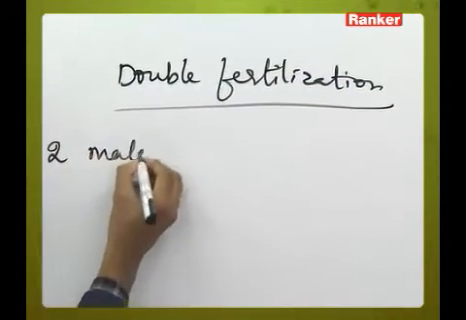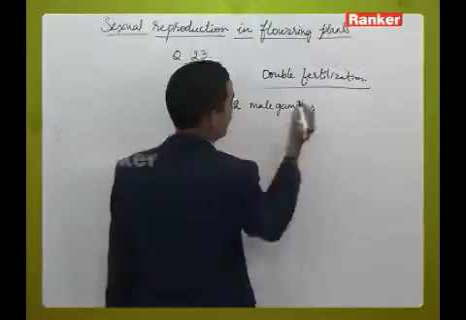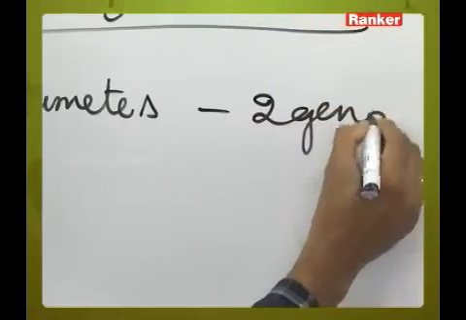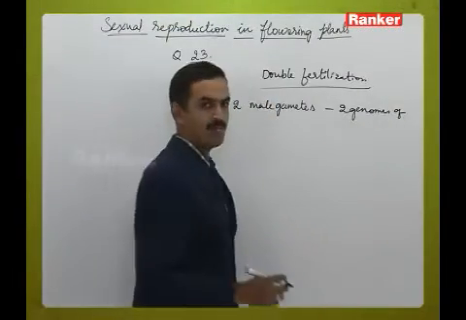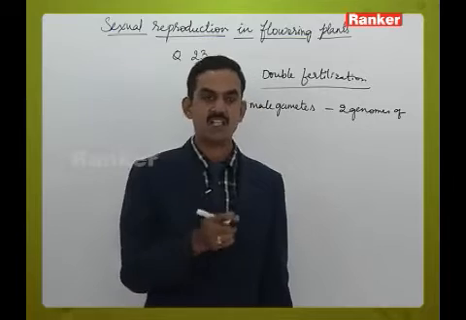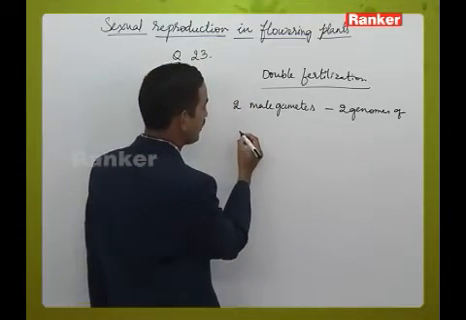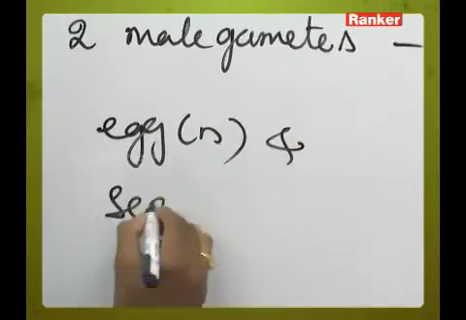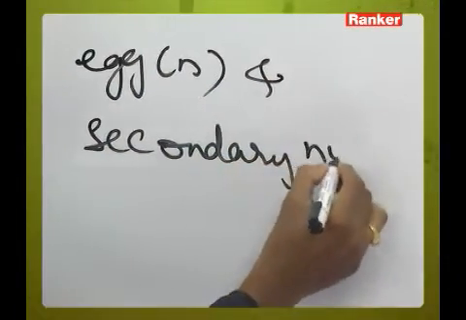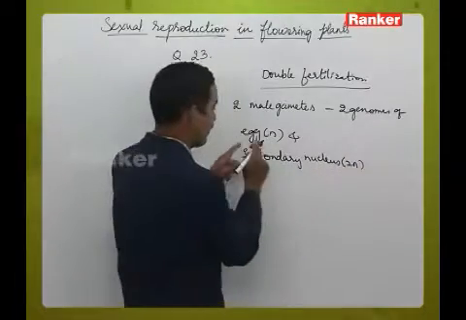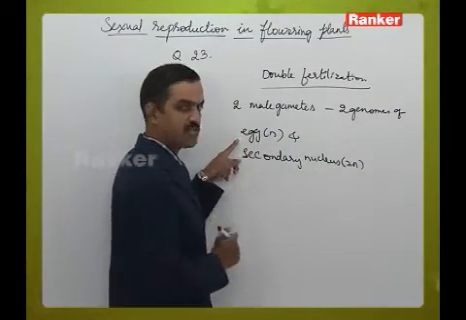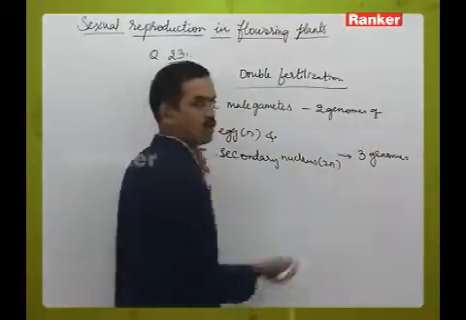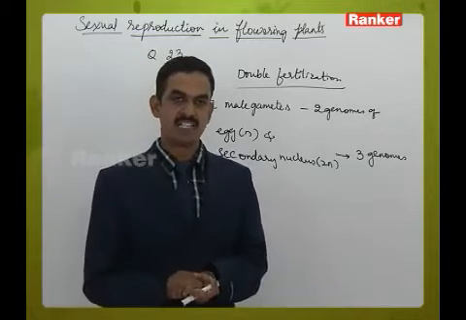two male gametes will participate and each male gamete is haploid in condition. That means 2 genomes of the male parent, that is, paternal genomes, are participating. And when it comes to the female side, the egg cell is haploid and the secondary nucleus is diploid in condition. So that means 1 genome of the egg cell and 2 genomes of the secondary nucleus are participating, such that a total of 3 genomes of the female parent are taking part in the double fertilization.